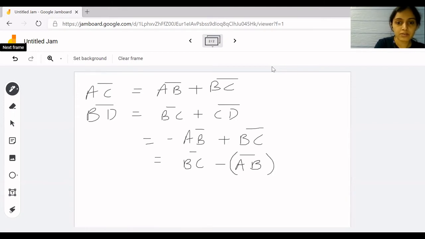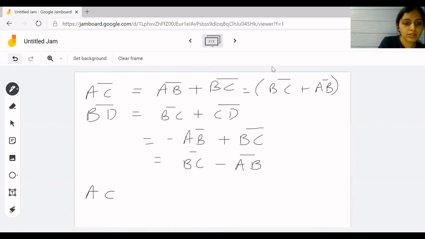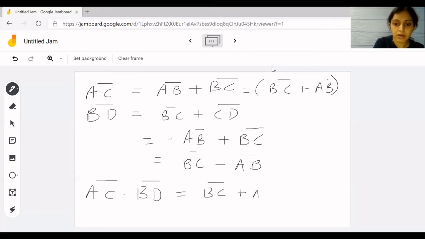And here we can write BC bar plus AB bar. Now what we'll do is take the dot product of these two vectors. When the dot product of AC and BD is 0, then the angle theta between them would be 90 degrees and the diagonals will be perpendicular. So let's take the dot product. It will be BC bar plus AB bar multiplied by BC bar minus AB bar. Let us do the dot product.